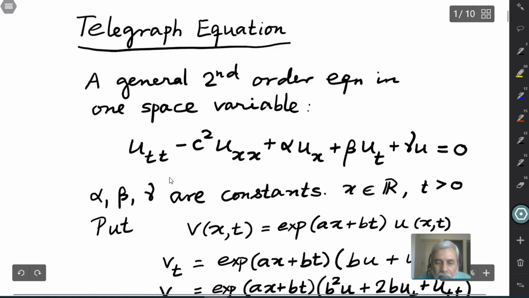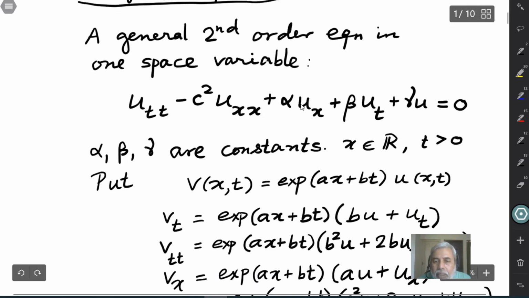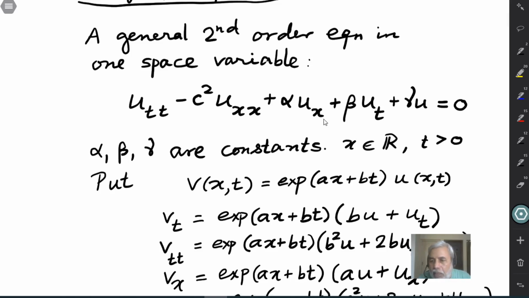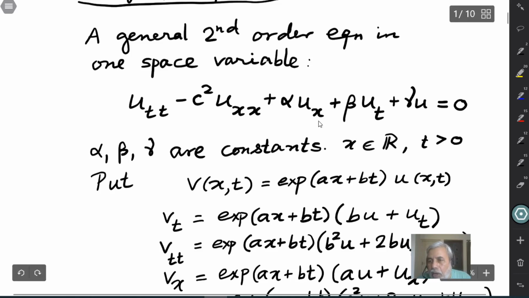Okay, so let me start with the problem. So let me start with the general second order equation. So the principal part, that is the terms containing the highest derivative, is still the wave operator, and now we add these lower order terms, alpha ux plus beta ut plus gamma u equal to 0, where alpha, beta, gamma are all constants.